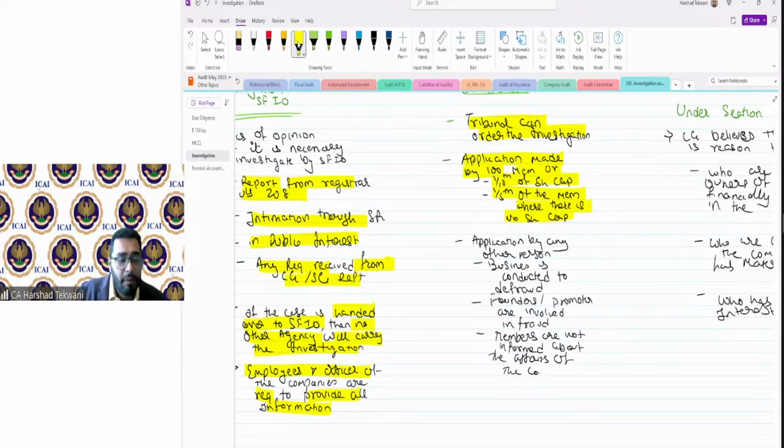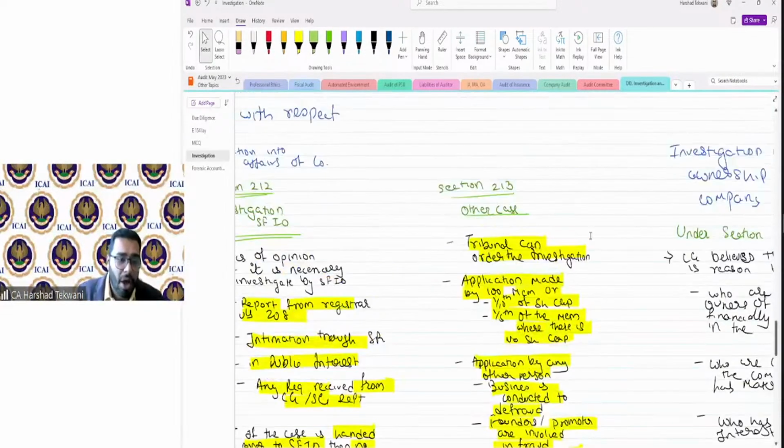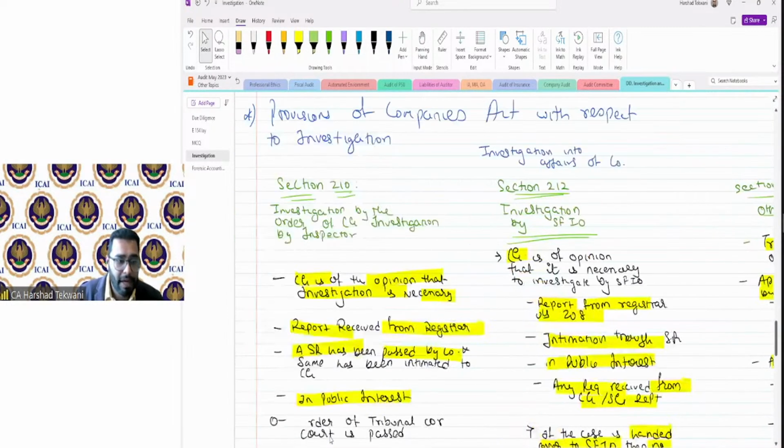Or an application by any other person, when they say that the business is conducted to defraud the founders, or founders are involved in fraud, or members are not informed about the affairs of the company. If this is the scenario, then under Section 213, other cases, investigation can be carried out. Clear? So these are the three sections, 212, 210, and 213, where investigation into the affairs of the company can be carried out.